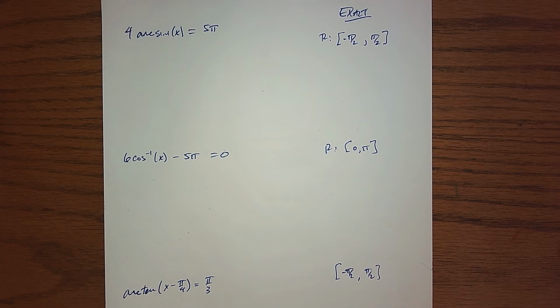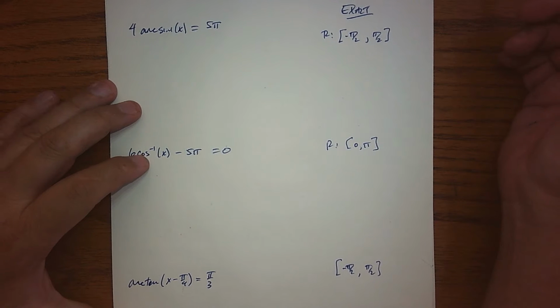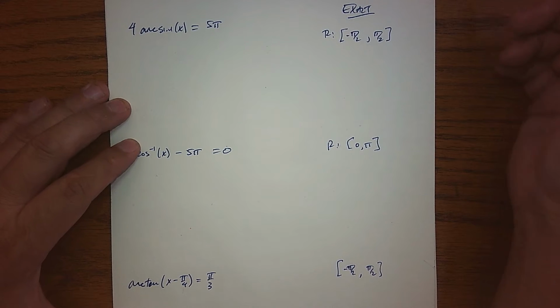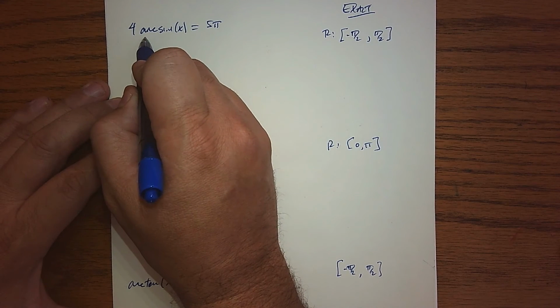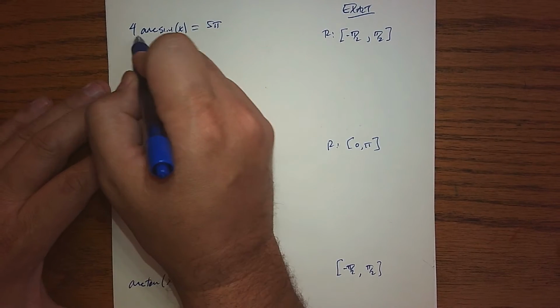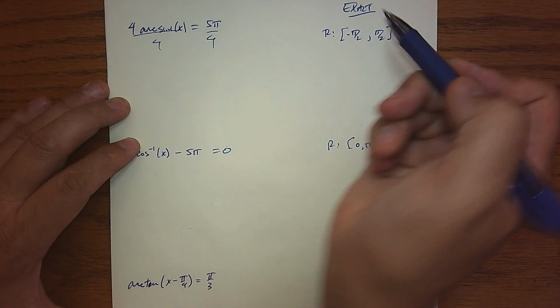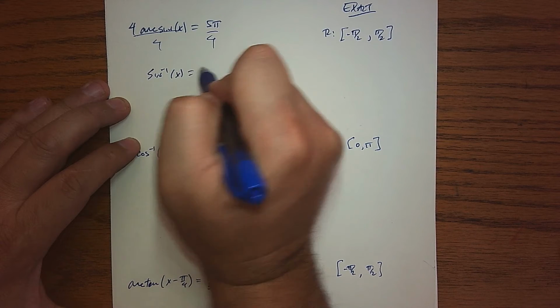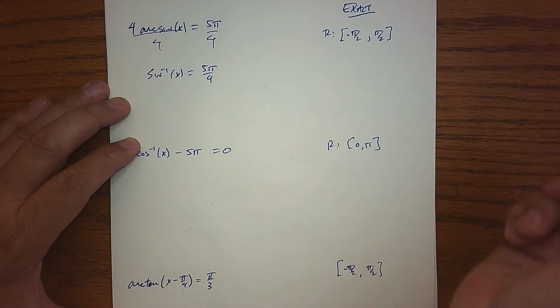So we have to keep those in mind when we're solving an equation with the arc sine, the arc cosine, and the arc tangent in it. So let's go to work. Here, it's pretty easy to get the arc sine by itself. We just divide both sides by 4. And so this is basically saying that the inverse sine of x is 5 pi over 4.